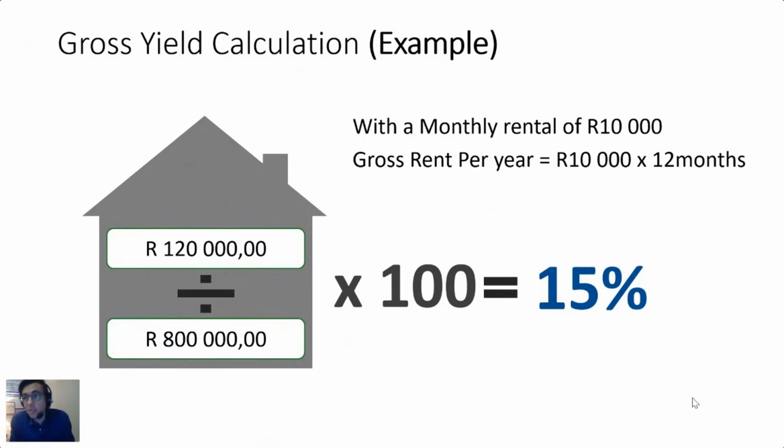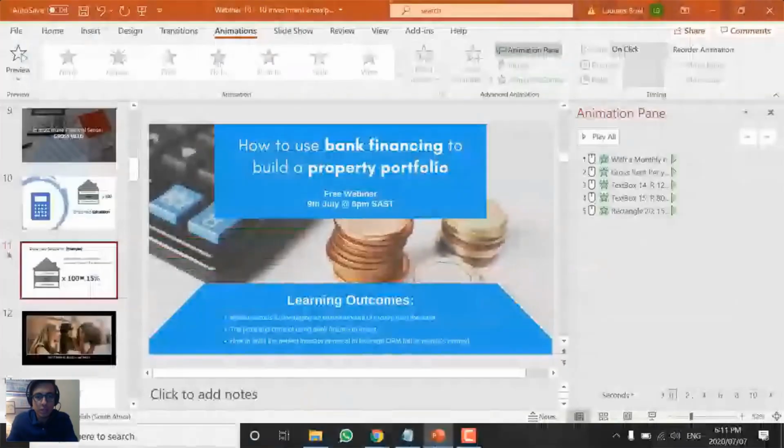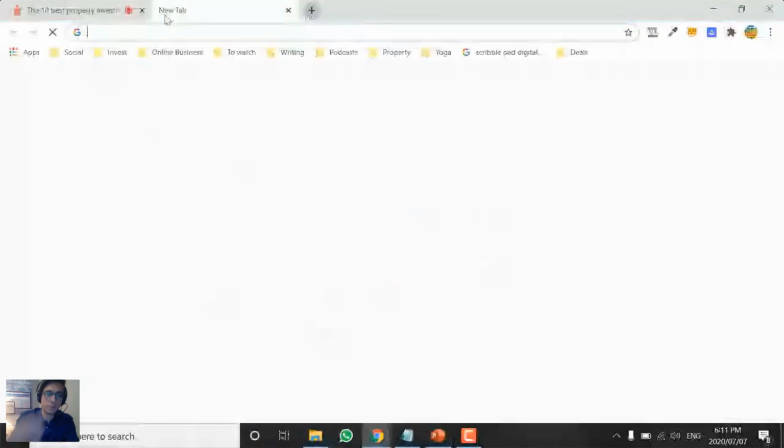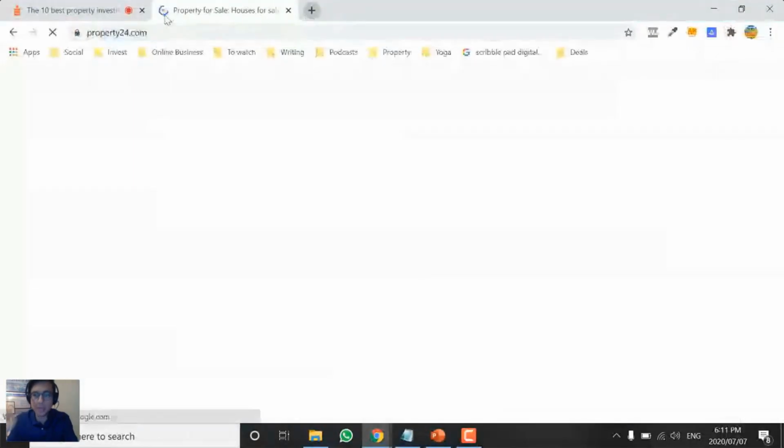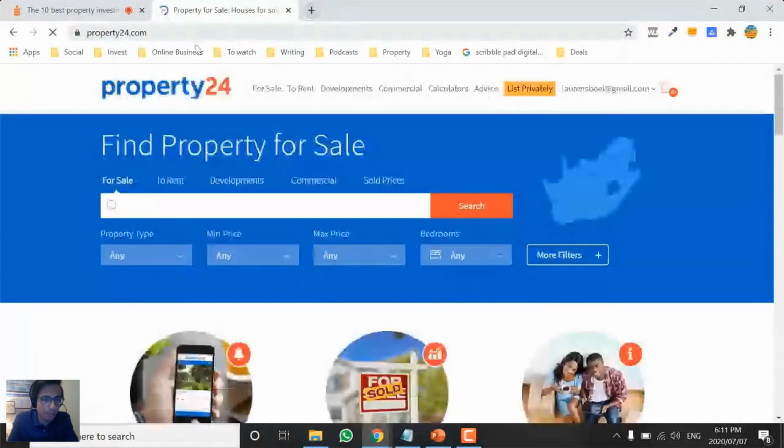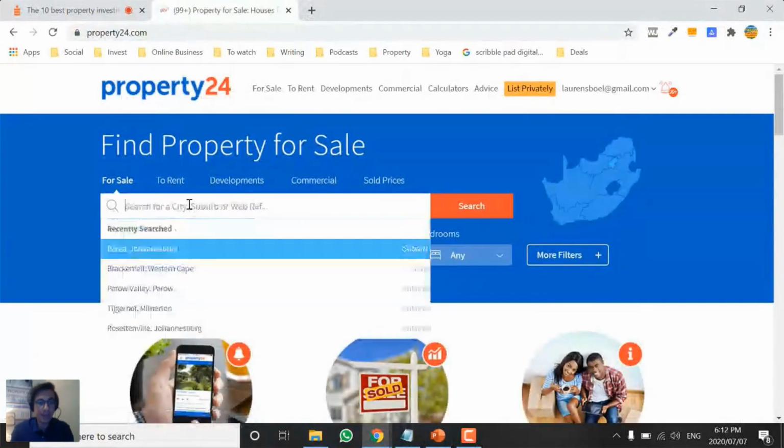Now, in my experience, anything above 15% is a good indication. That's an area that's likely going to be a good rental area to invest in. When you're looking at student accommodation or multi-lets, you actually need 20% or more for it to validate being a good deal. So let me quickly jump onto Property24 and do a quick analysis of a couple of gross yields, and I can show you how quickly you can analyze a deal.